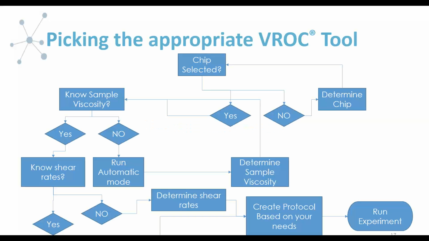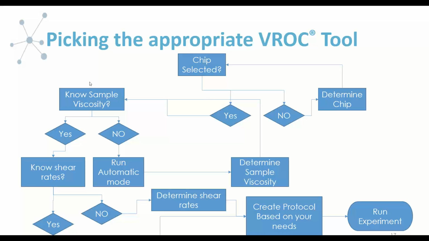And so lastly, for my section of the webinar, I have this flow chart on picking the appropriate VROC tool. So if your chip has been, have you selected your chip? No. Determine what chip you want to use. You can play around with it. Let's say a C chip. So you've picked it, yes.